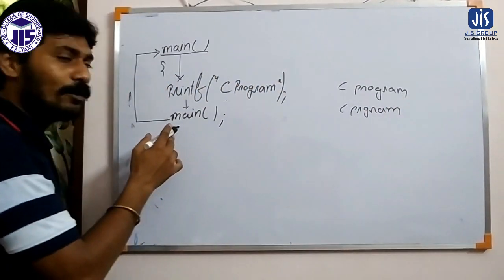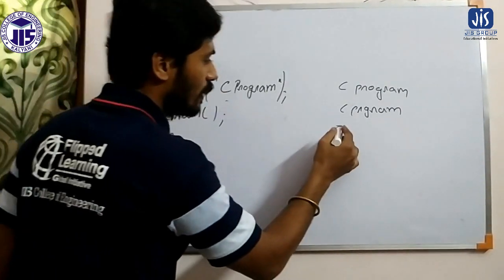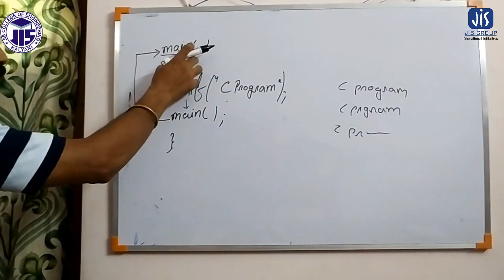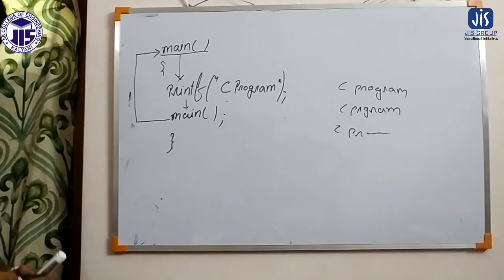After that, again it will call the main function. So again it will get back to the main, and again the C program will get printed. So here you can see that the main function is calling the main function again.